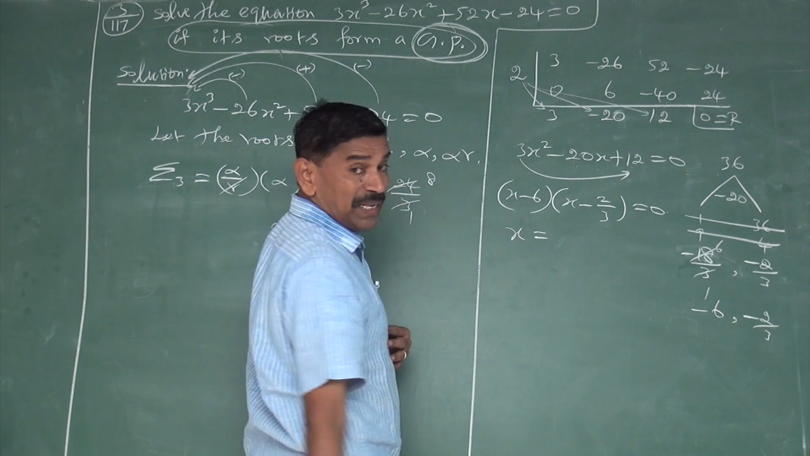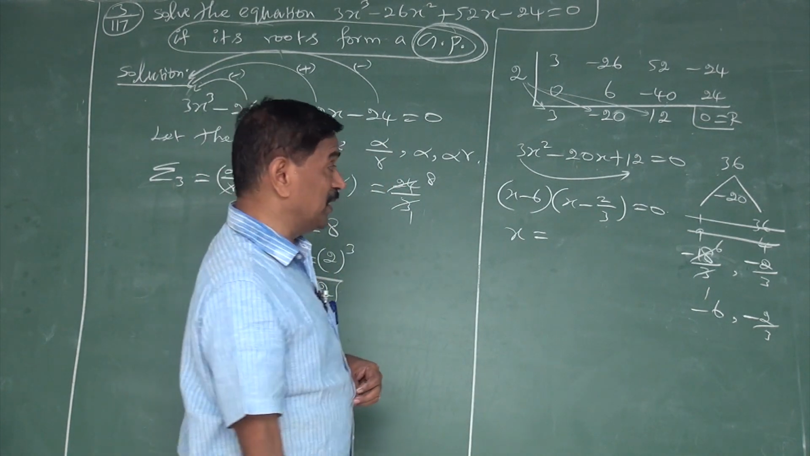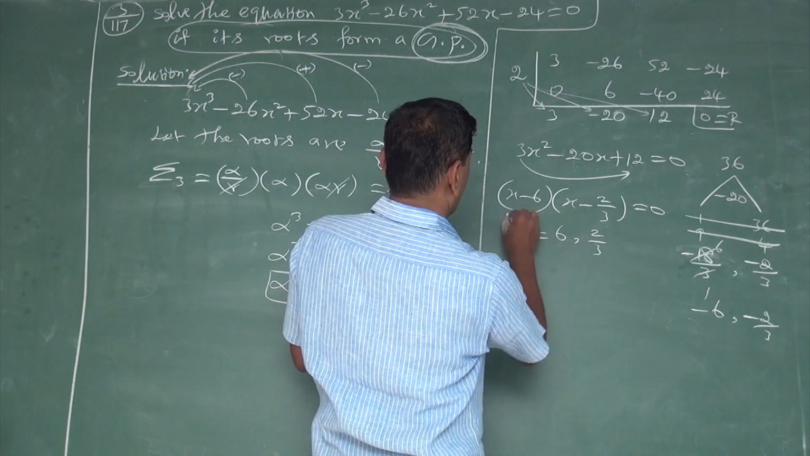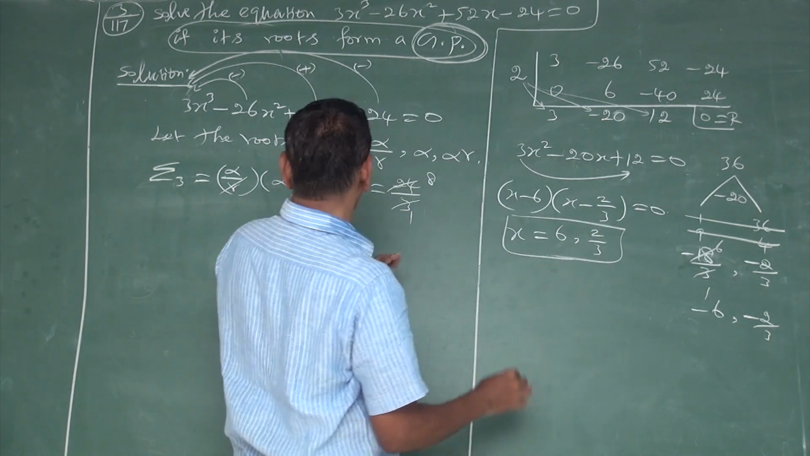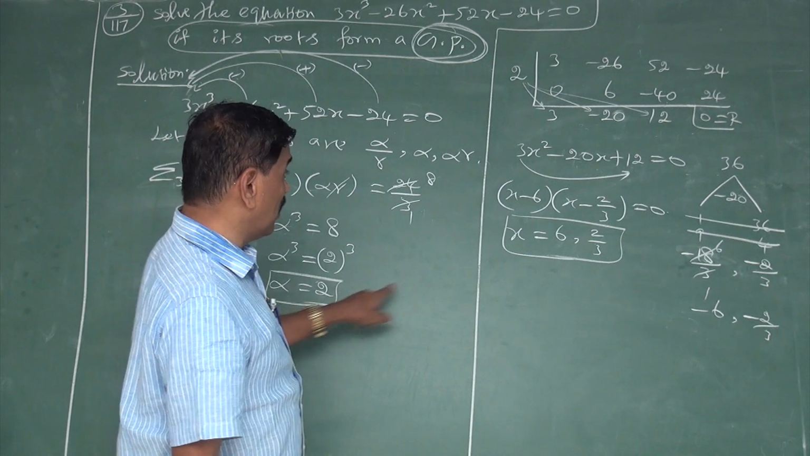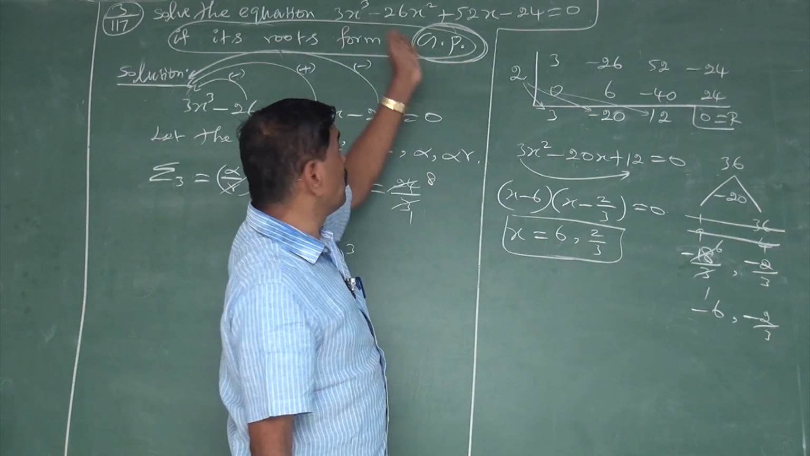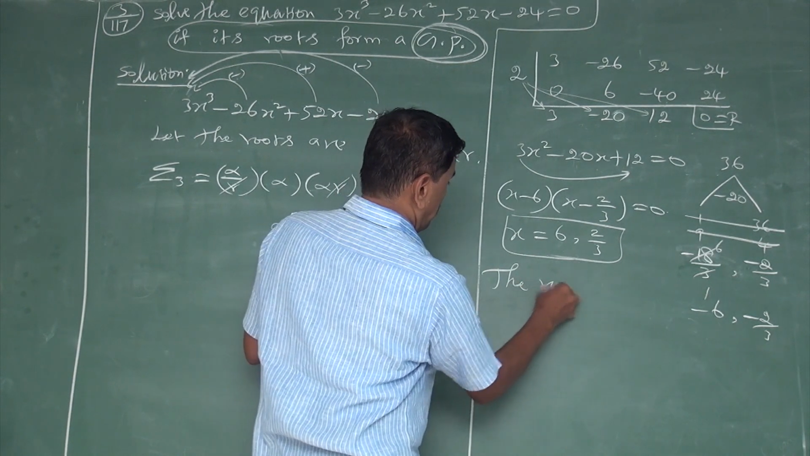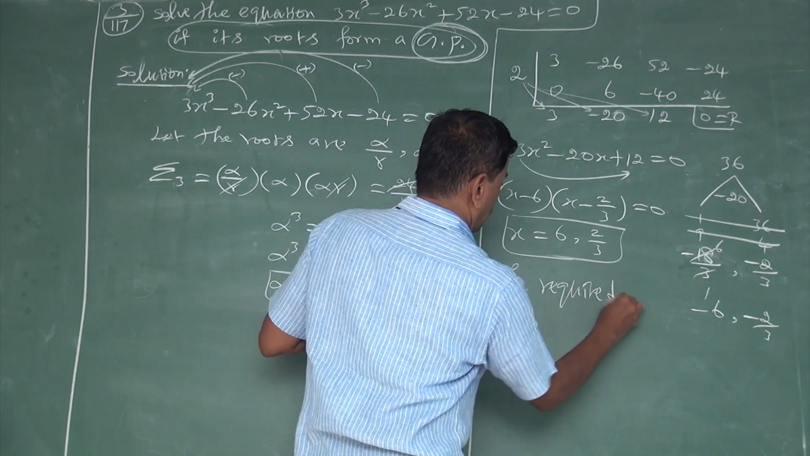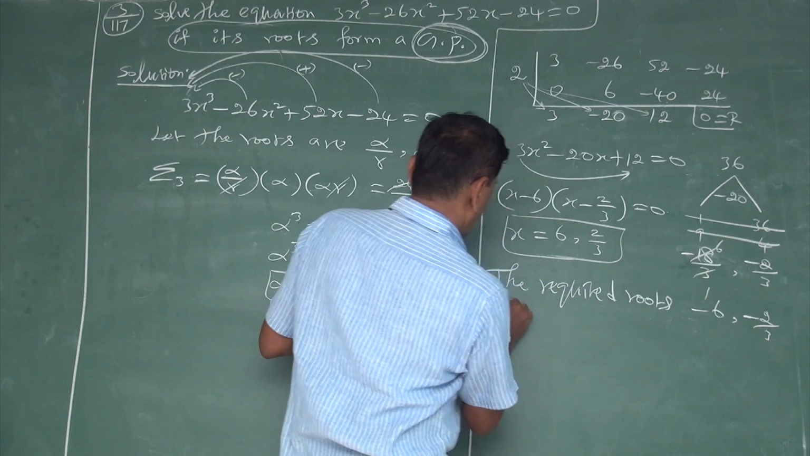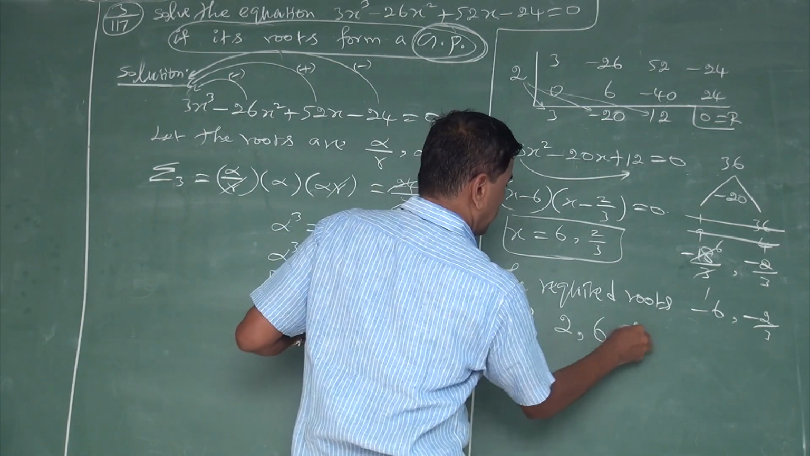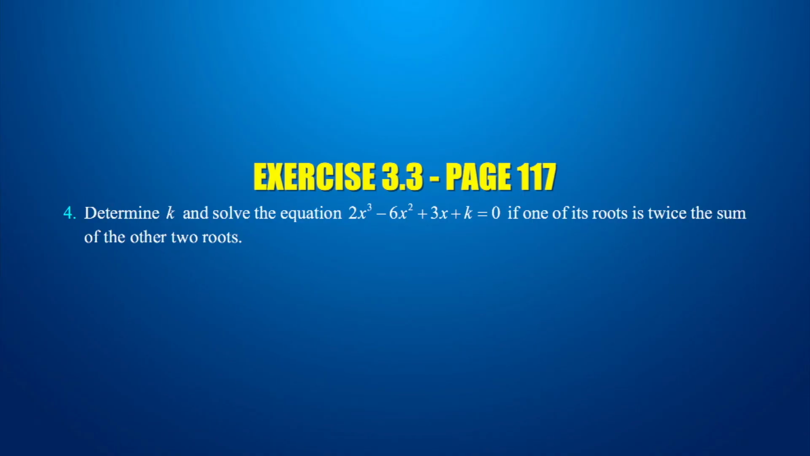What are the roots please? 6 comma 2 by 3, because the negatives go to the right side. Box it. Already one root is 2, alpha equal to 2, and there are 2 more roots. A cubic equation has totally 3 roots. The required roots are 2 comma 6 comma 2 by 3. So hence the answer.